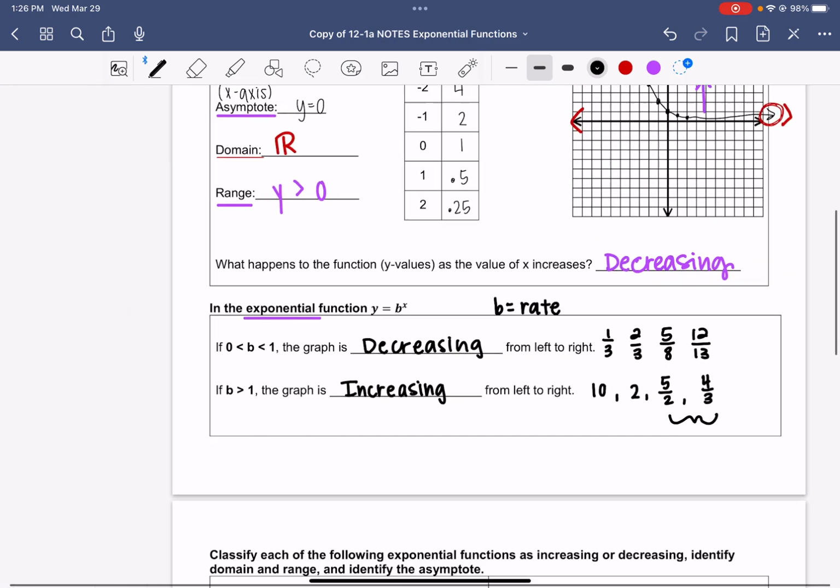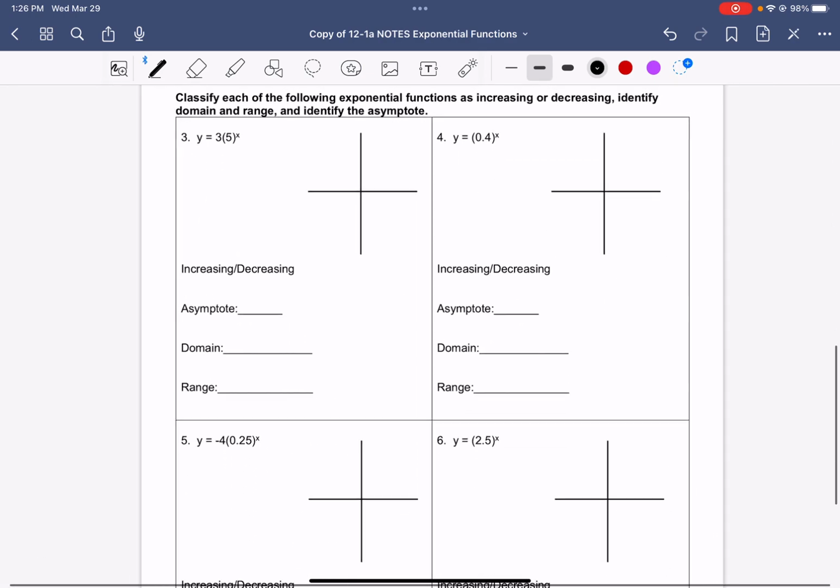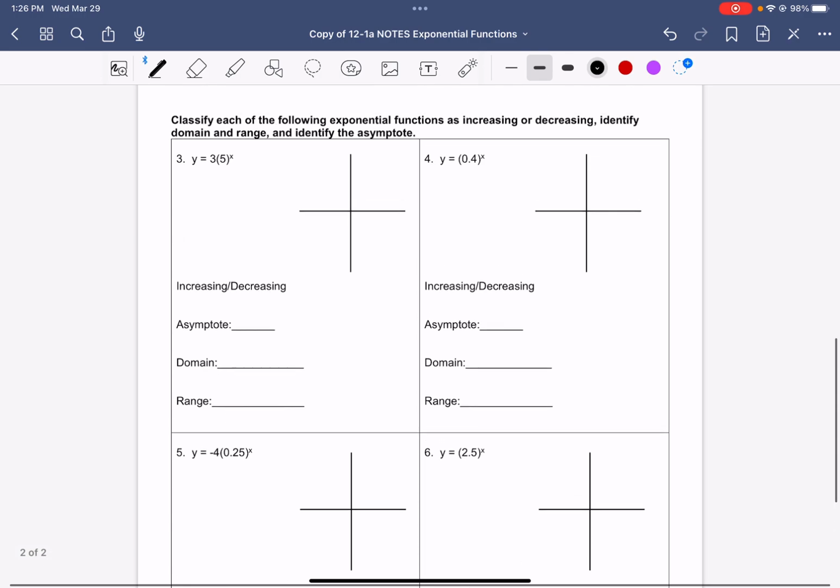All right. I want you to complete the back of this and then check it with the spreadsheet notes to the answers to make sure you are doing it correctly.